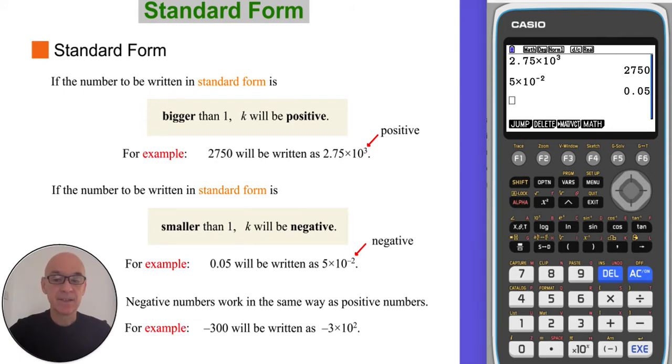And finally, negative numbers work in exactly the same way as positive numbers. So negative 300, for example, will be written as negative 3 times 10 squared. I'll type that in for you. Negative 3 times 10 to the power of 2, negative 300.